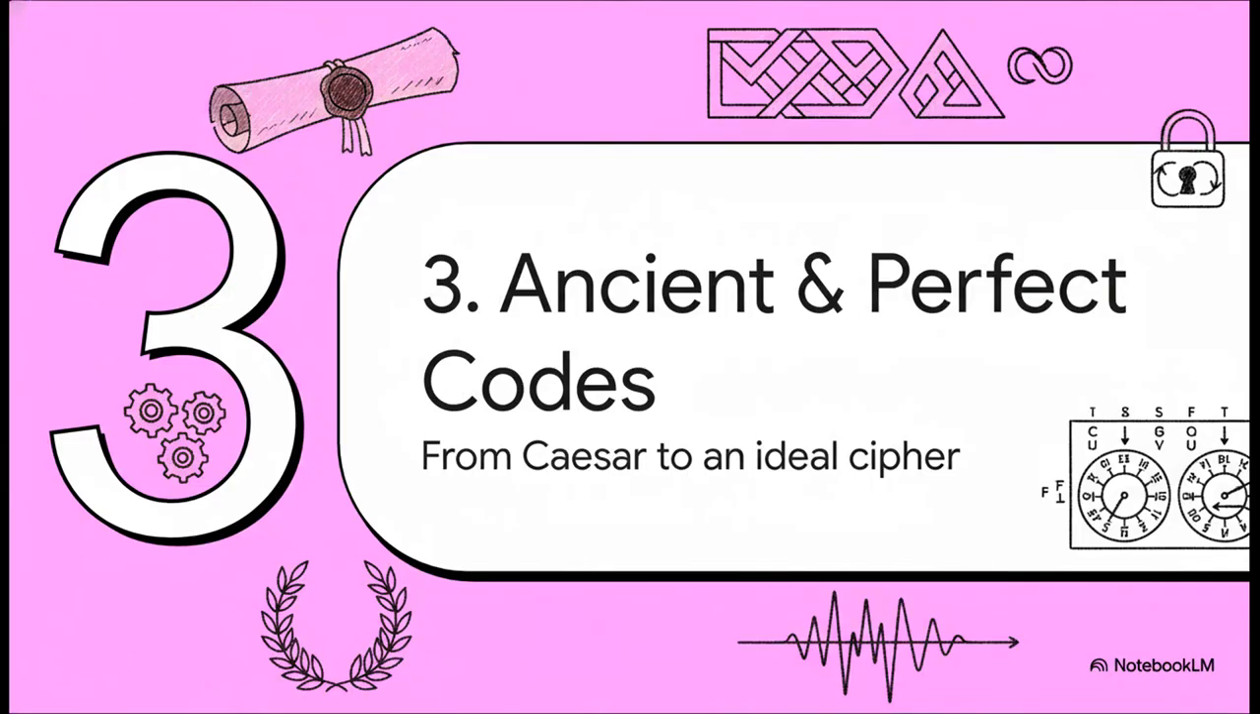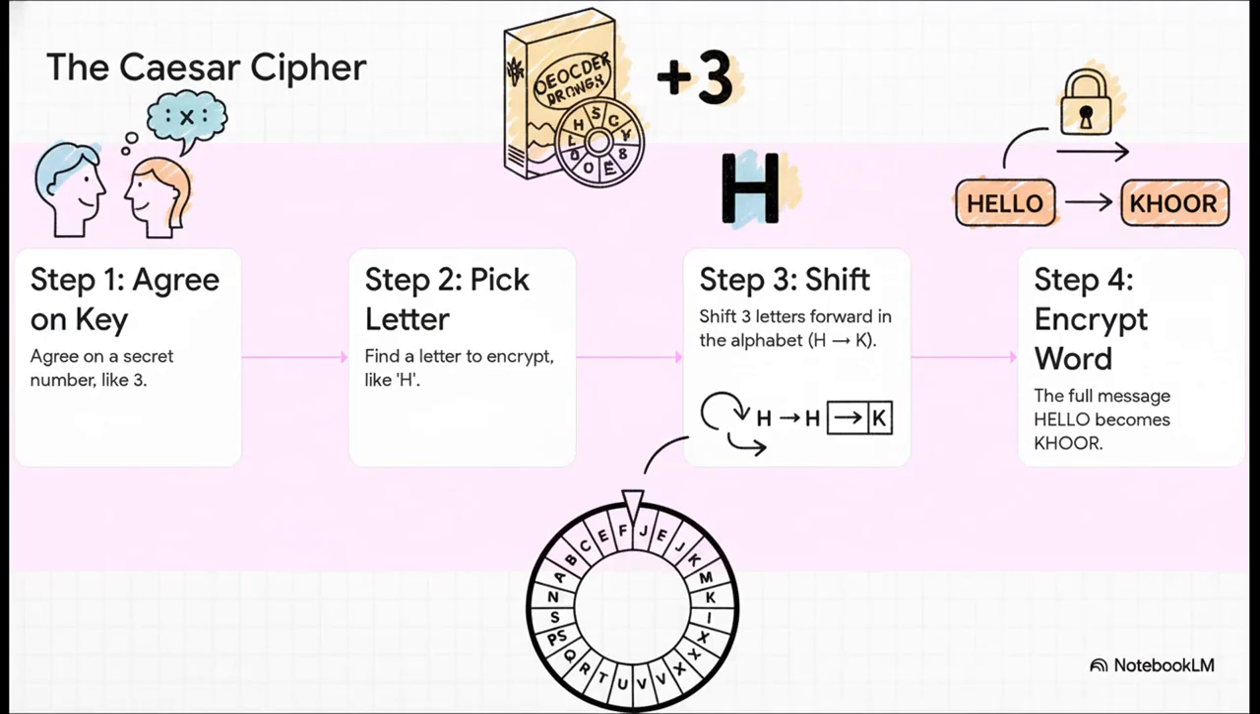Okay, let's jump to Section 3, Ancient Codes, Perfect Secrets. We're going to look at a super simple old-school code and compare it to one that's, believe it or not, perfectly unbreakable. All right, first up, the classic Caesar Cipher. Seriously, just think of one of those decoder rings you got from a cereal box. All you do is agree on a secret number with your friend. That's the key. Let's say you pick 3.